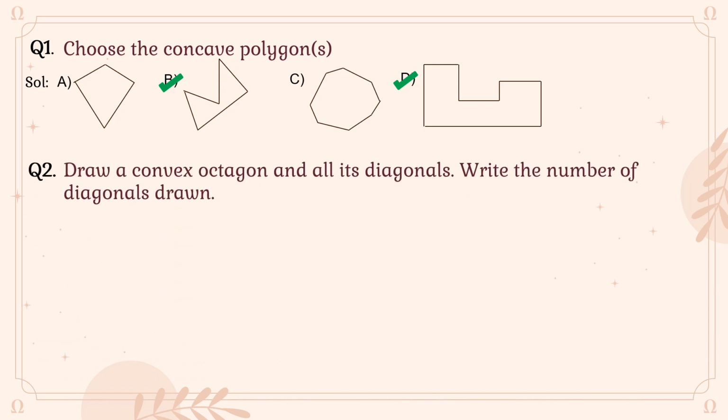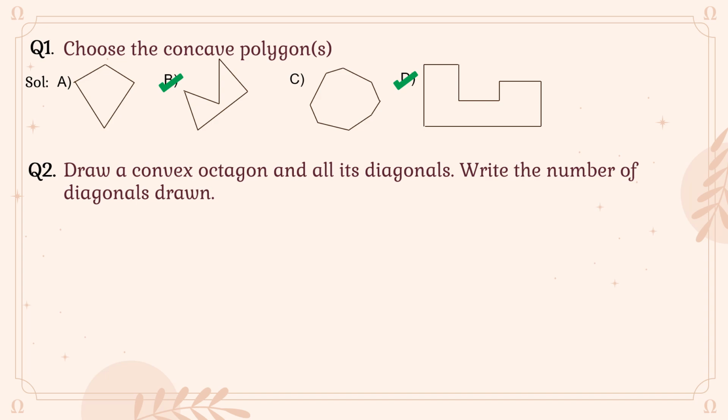Second question. Draw a convex octagon and all its diagonals and write the number of diagonals drawn. Now, before drawing, you all know that we have all learned the concept, right? If we know the number of sides of the given polygon, we can predict the number of diagonals. So let's go to the second part of the question now. Write the number of diagonals drawn. How many diagonals can an octagon have?